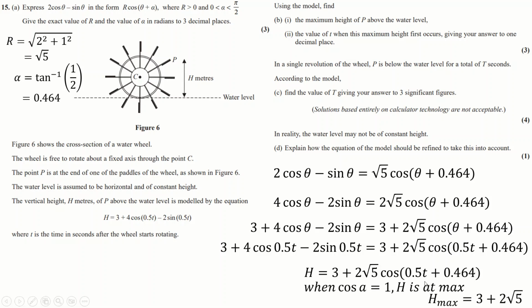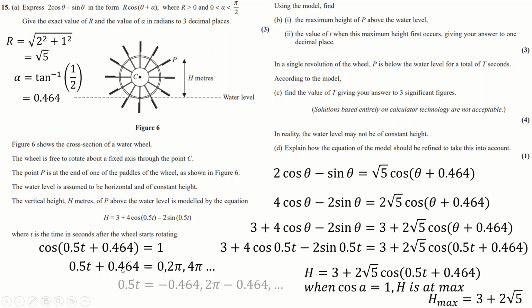And then when does that happen? Well, it happens when cos of this is 1, and then we take a cos inverse and we get these answers here. We can take away 0.464 from everything, and then we can double everything to get this. And now time can't be negative, so the smallest or the earliest possible maximum height is at 4 pi minus 0.928, which is this number here.